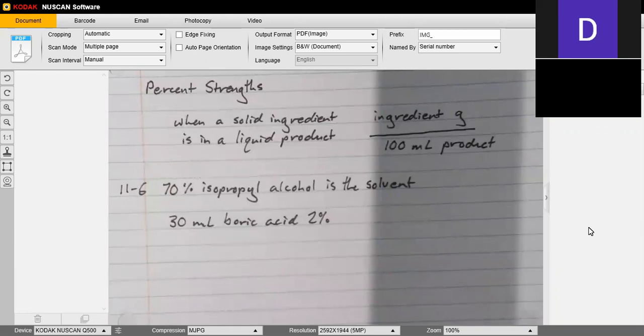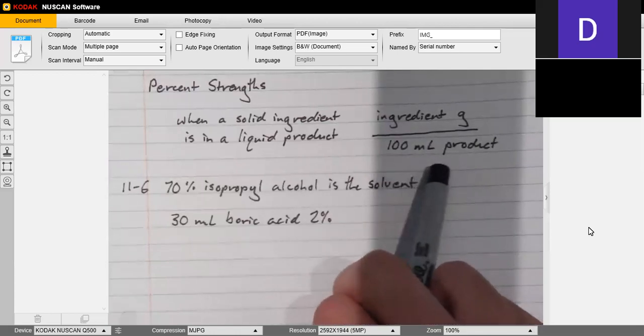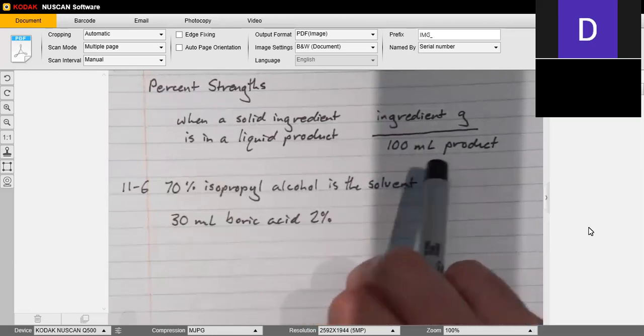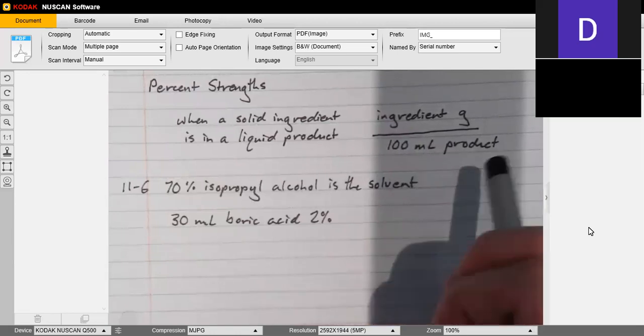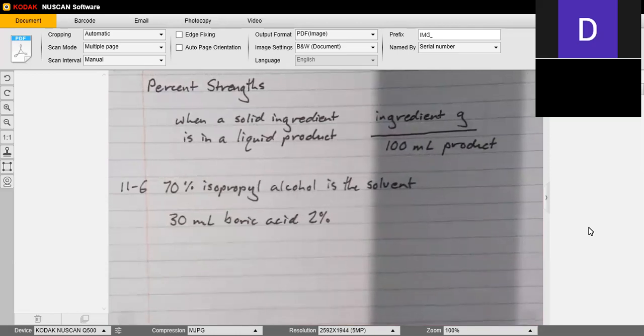So percent strengths, all they have to do basically is when a solid ingredient, so this could be a salt, it could be a drug, it could be something solid, whether it's a powder or what have you, is put into a liquid product, and specifically with percent strengths, we're putting it into 100 milliliters of liquid product. So that's 100 milliliters of water, of oil, of any type of liquid that would dissolve this ingredient, which in many cases in pharmacy is either a drug or some other vehicle that would be used in compounding.